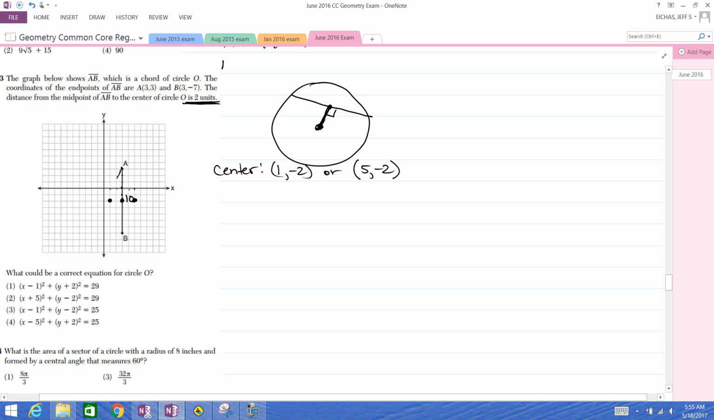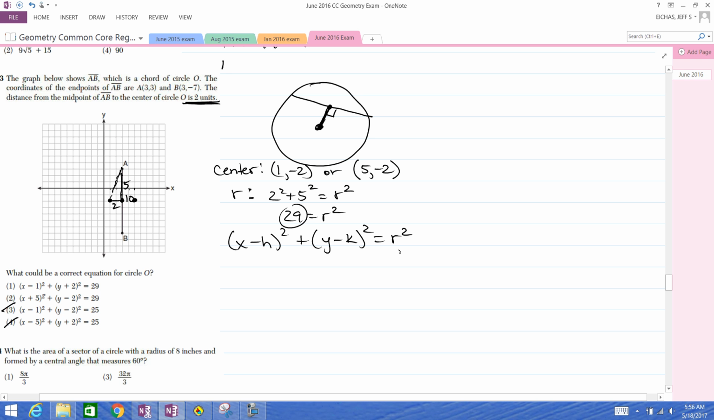So the radius, either way, is going to be calculated like this: 2 squared plus 5 squared equals r squared. So we're going to get an r squared value of 29. Now, if you know the equation of a circle, it takes on this format. r squared is 29, so the number over here needs to be 29.